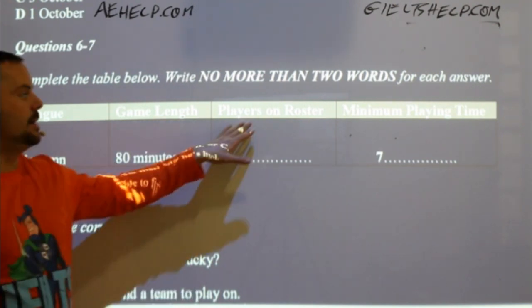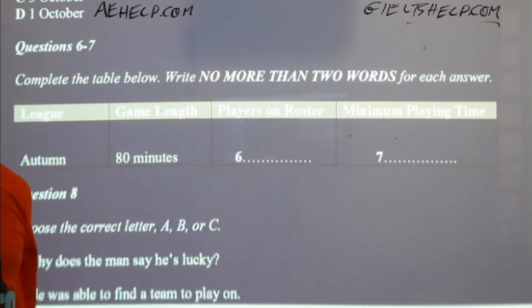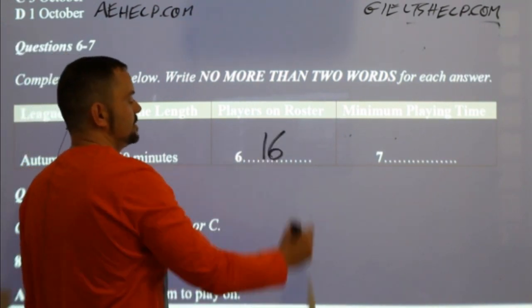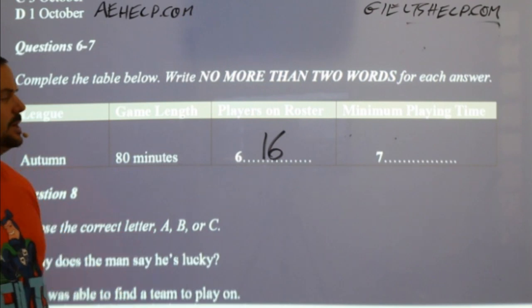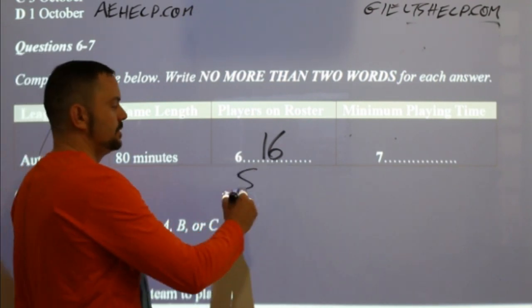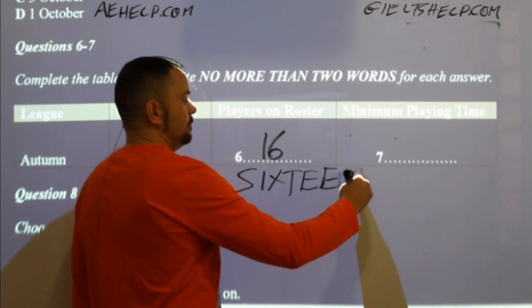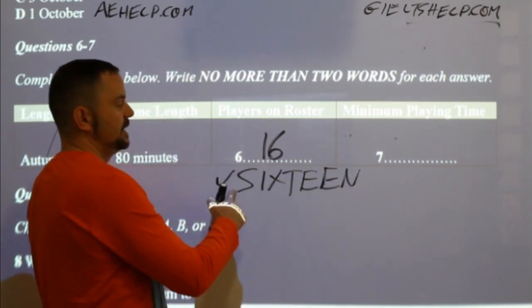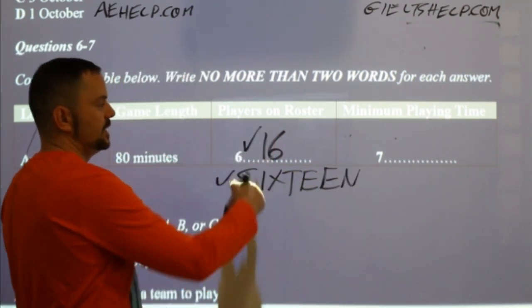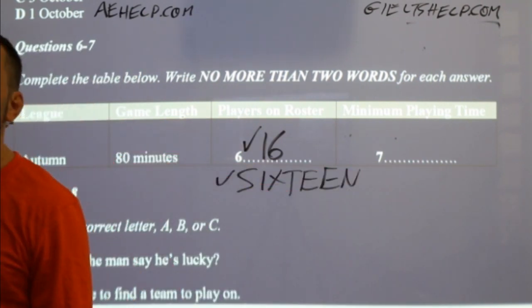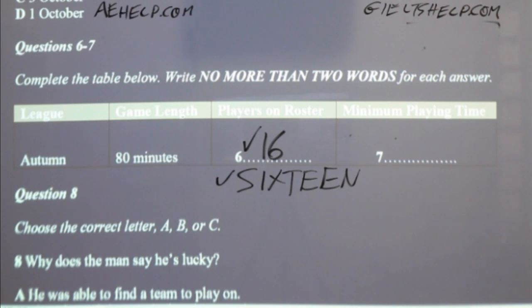Okay. How many players on roster? So how many players does each team have? Gersham Singh says 16. 16 is correct. There are 16 players. Use the number instead of the word. Of course, you can have 16 written out like that as well, but if you make a spelling mistake, it's wrong. So numbers are easier. What's the minimum playing time? Number 7.